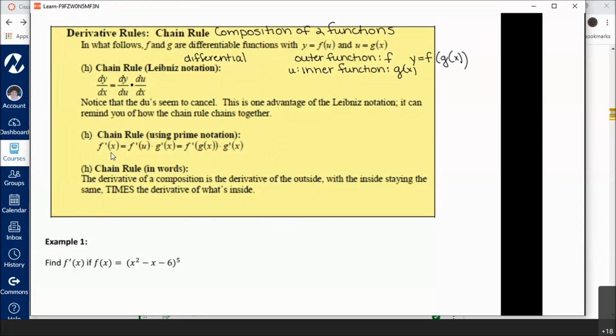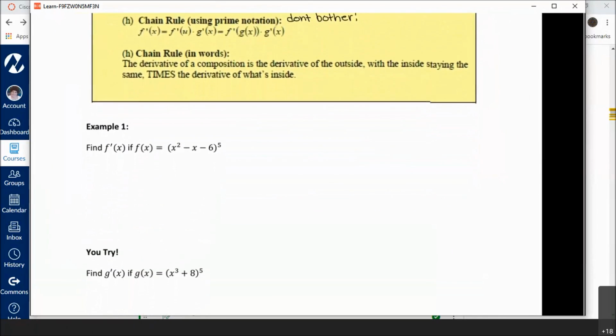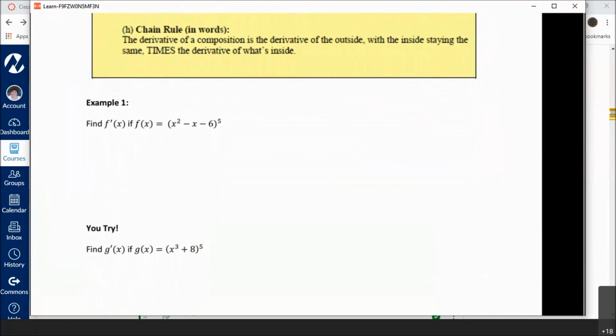Here it is with prime notation. I find this worse than useless. Don't bother. Too hard to understand. So let's take a look at some examples and we'll actually play with it.